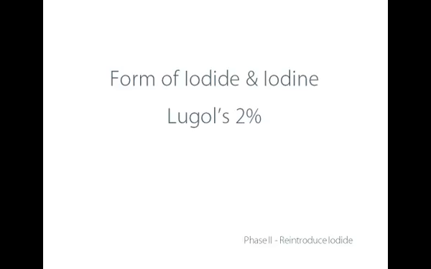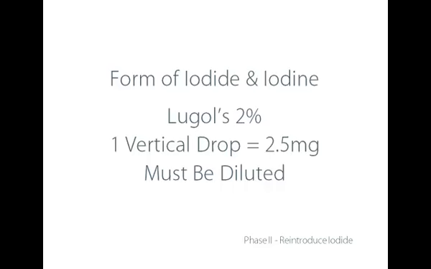We're going to use liquid, which is the easiest one to regulate or to measure. We'll use a product which we also provide called Lugol's. It's actually called Lugol's Plus 2%. And with this product, one vertical drop, when you hold that dropper vertically rather than horizontally, equals 2.5 milligrams of the combination of iodide and iodine. So we must dilute it. That's far too much to start with.